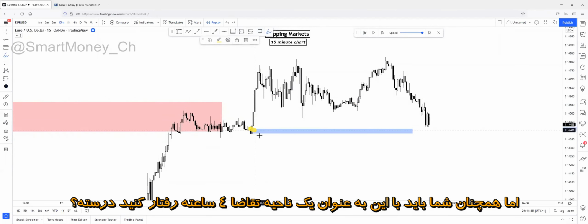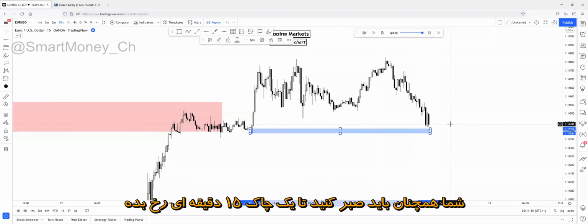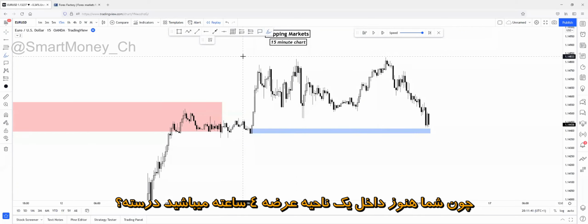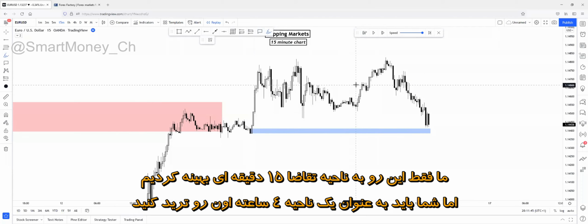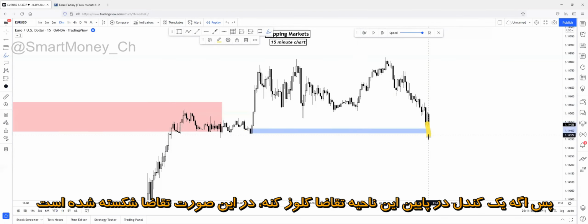But you still have to treat this demand zone as a 4-hour zone, right? So if you're waiting for a change of character after the tap of this zone, you still have to wait for a 15-minute change of character, because you're still treating this zone as a 4-hour zone, right? We just refined this on the 15-minute chart, but you still have to treat this as a 4-hour zone. You need a 15-minute change of character on this demand zone, or you need a 15-minute break on this demand zone. So if a candle closes below this demand zone, that will be a break of this demand zone.